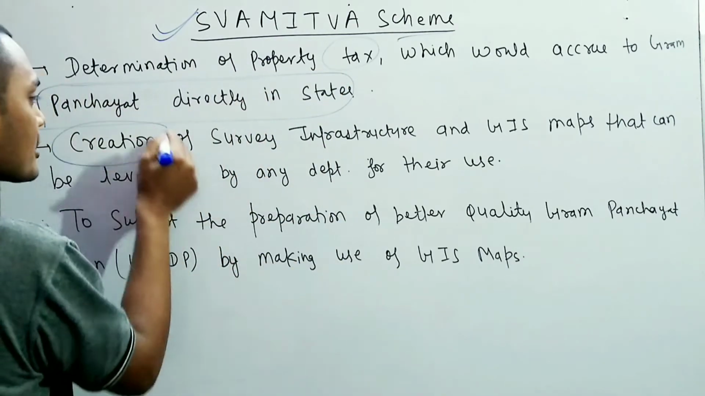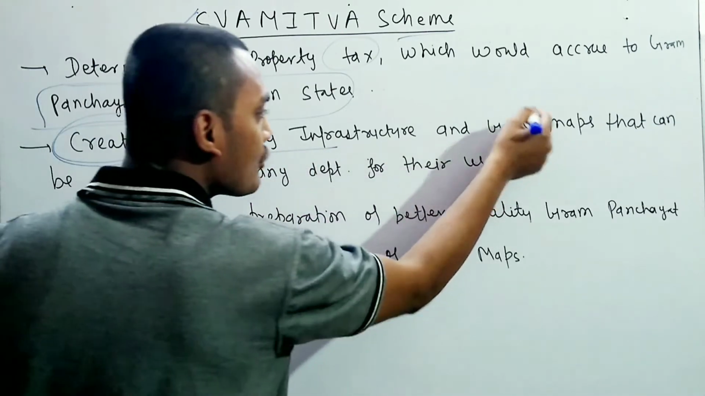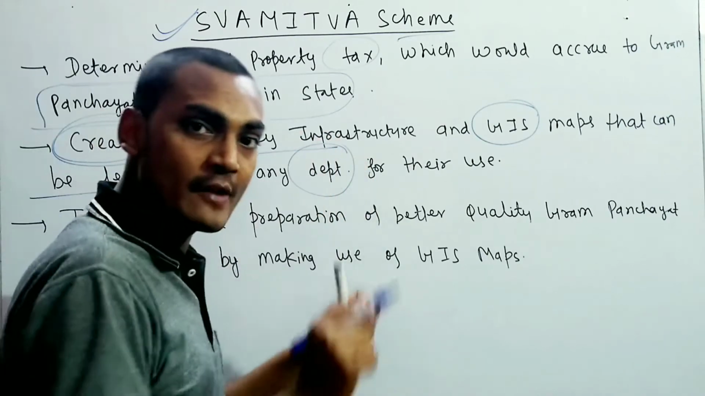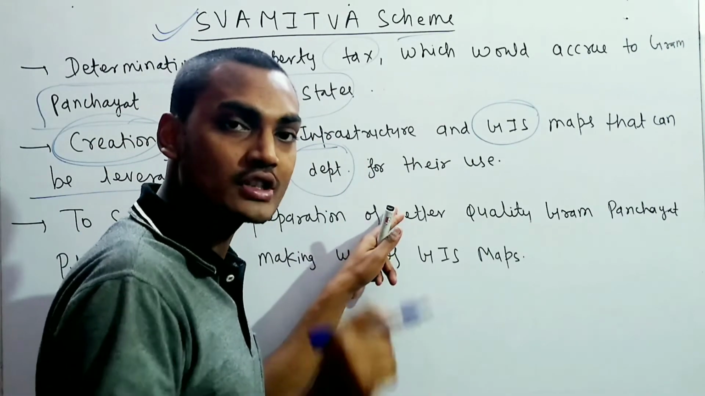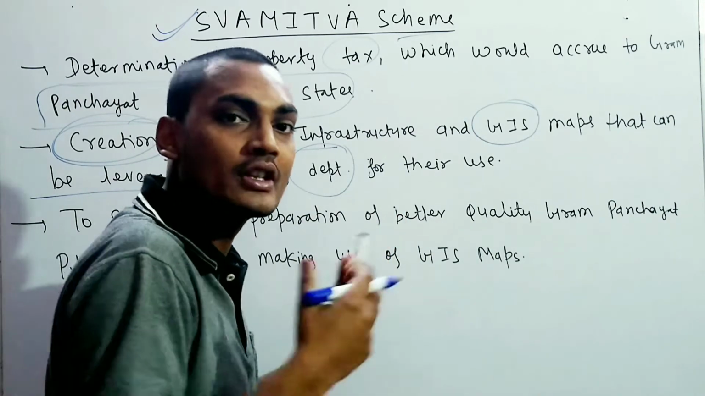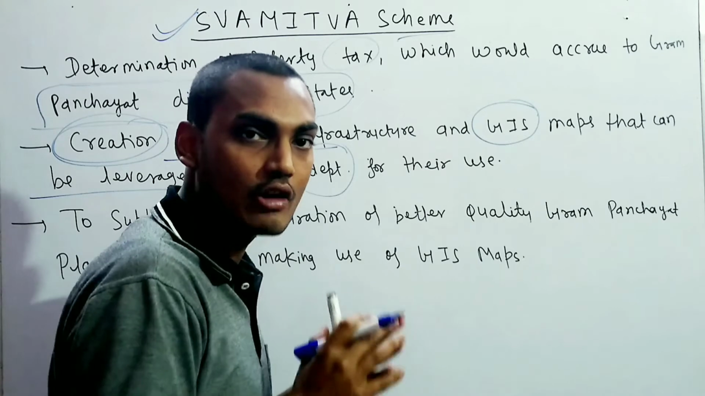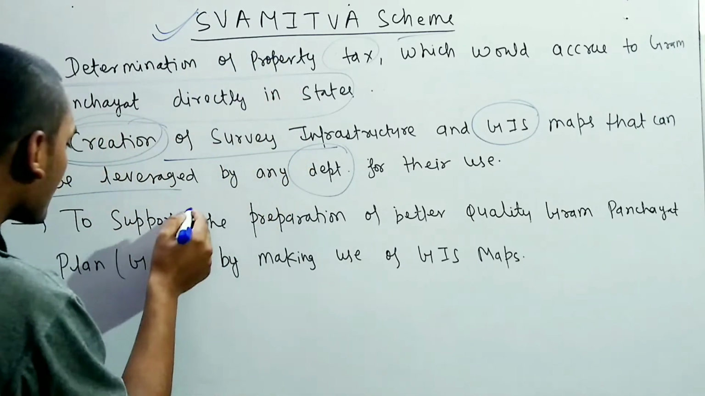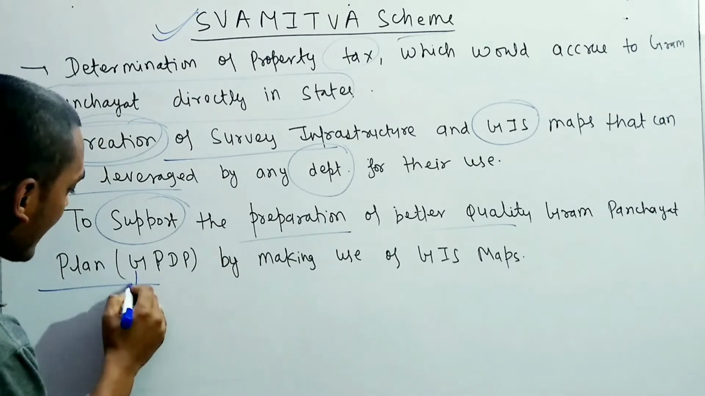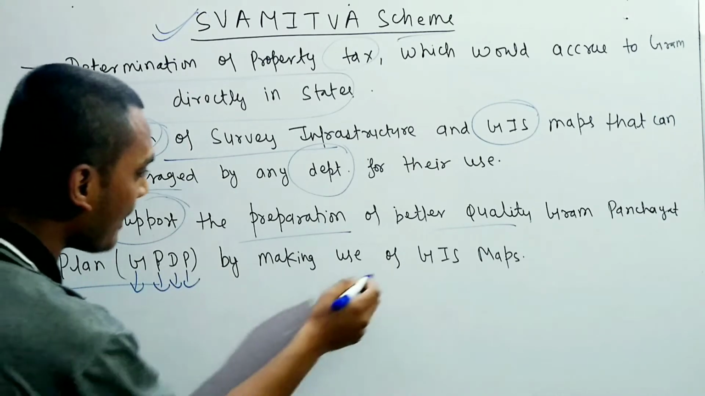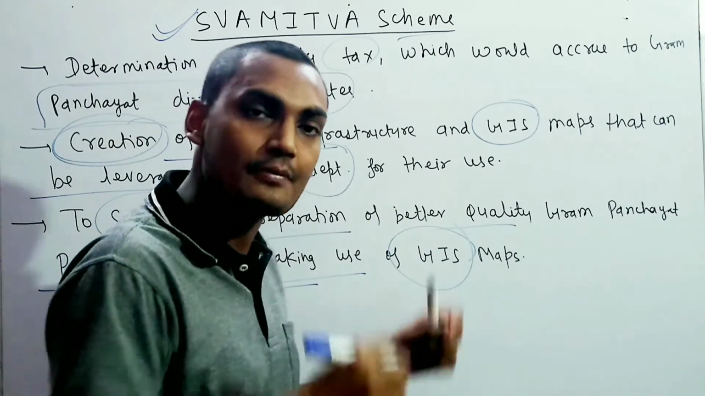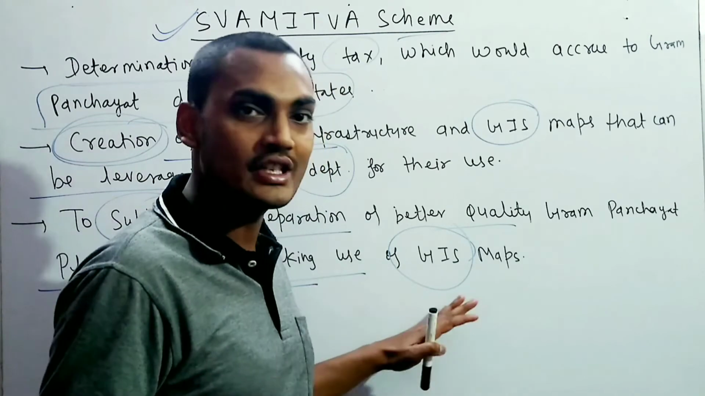If you talk about the creation of survey infrastructure and geographic information maps that can be leveraged by any department for their use. If any such records are required, then any department or any ministry can access that data and use it for the development of rural India. That is another objective. Then remember, to support the preparation of better quality Gram Panchayat plans. This is the Gram Panchayat development program by making use of GIS maps. So Gram Panchayats can use that data for the development of rural India through the GIS maps.